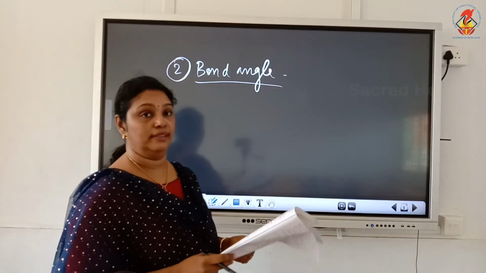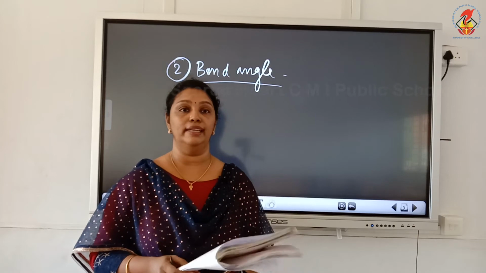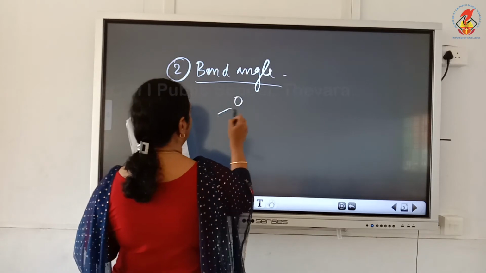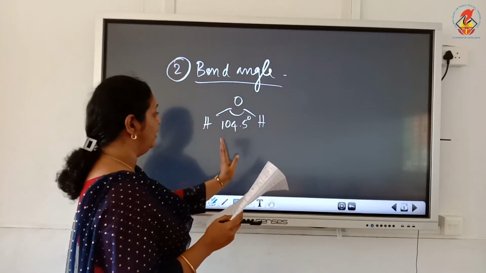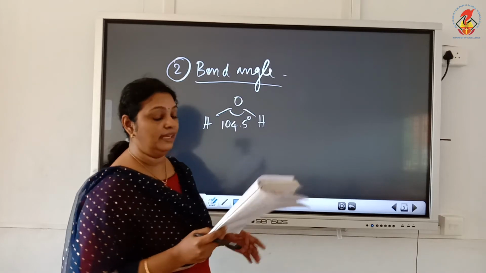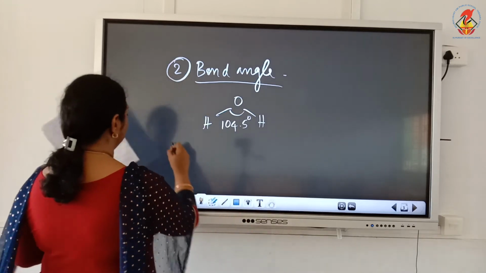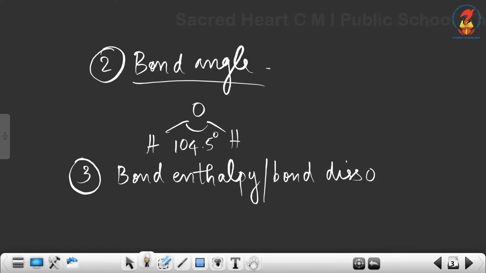What do you mean by bond angle? It is the average angle between the lines representing the orbitals containing bonding electrons. For example, if you take the water molecule, HOH, the bond angle is 104.5 degrees. Now, the third bond parameter is bond enthalpy, or bond dissociation enthalpy.